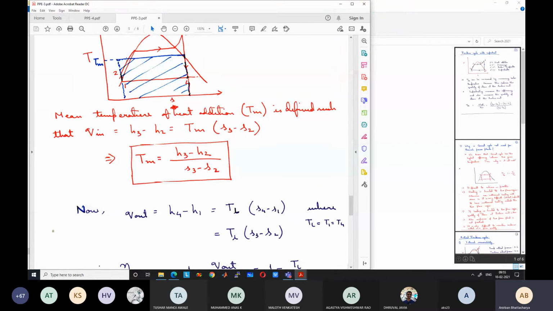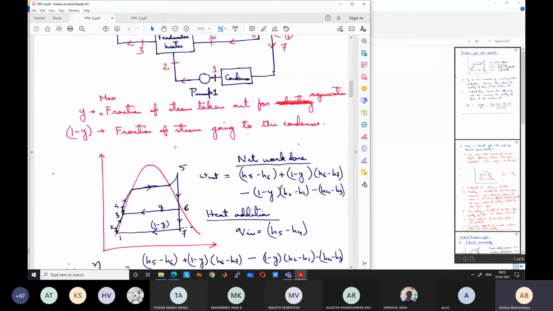So now what we have seen today in regenerative cycle is that we are changing this process inlet temperature from point 2 to some higher temperature, point 4. So we are increasing the temperature at the inlet from 2 to some higher temperature 4. So what does it mean in terms of mean temperature of heat addition? Because we are removing the lower temperature heat addition, the mean temperature of heat addition increases.